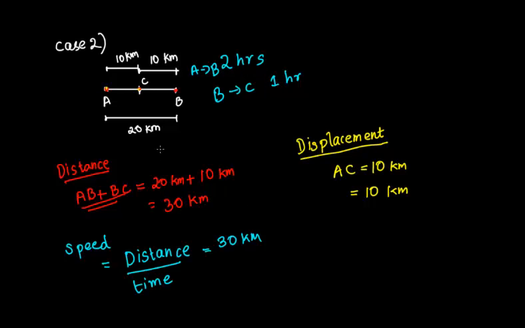Okay, so what is the total time taken from A to B and from B to C? It will be 2 plus 1 hour. So that should be 30 by 3 equals 10 kilometers per hour. I hope all of you understood this.